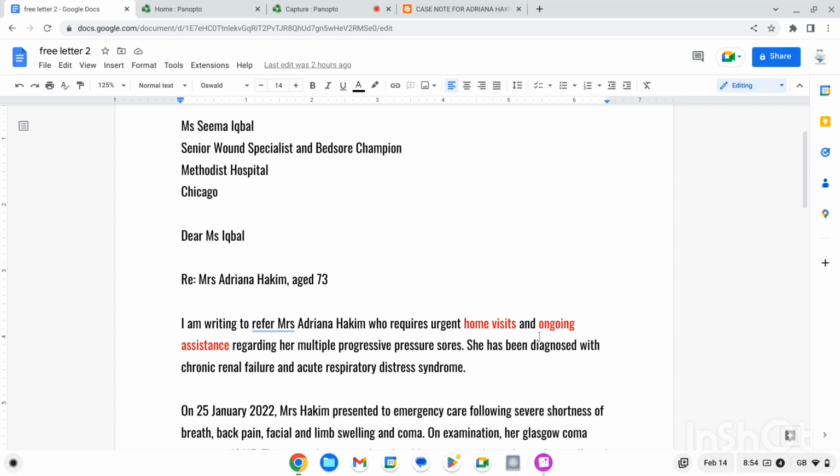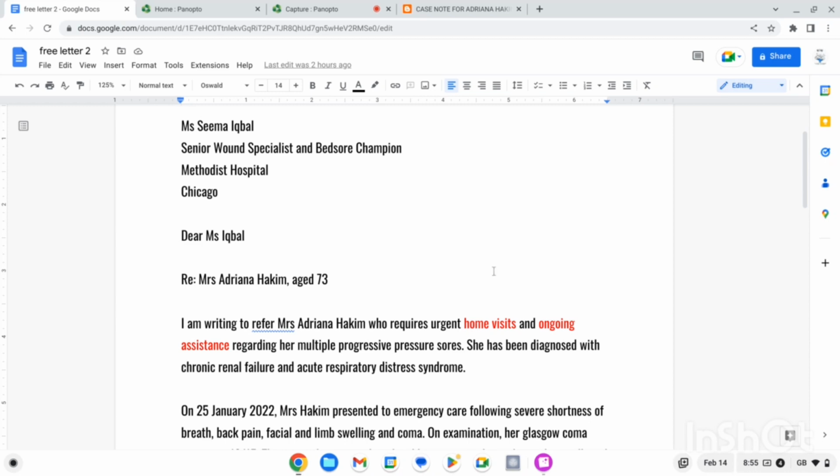You can say ongoing care or immediate assistance, whatever, but ongoing assistance is not the same, because we don't need continuous assistance, we need immediate assistance or immediate care to treat that wound. Patient is in ICU. Regarding her multiple progressive pressure sores, she has been diagnosed with chronic renal failure and acute respiratory distress syndrome. That was absolutely fine.